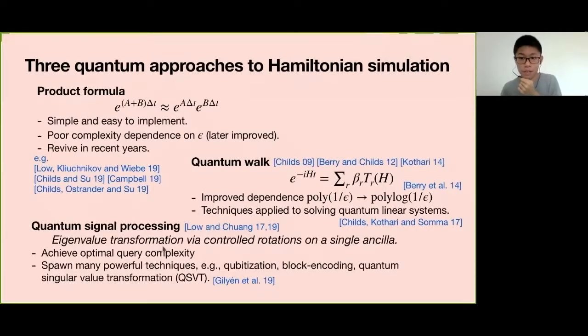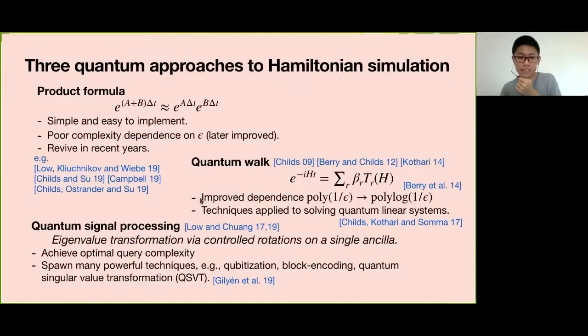The third approach, which might be the most popular today, is based on quantum signal processing. Now, it basically uses the idea of transforming the eigenvalues of a unitary via controlled rotations on an ancilla, called the signal, that is coupled to the original system. And this approach has achieved optimal query complexity now. It has also spawned many powerful techniques that are considered kind of standard now in Hamiltonian simulation, including qubitization, block encoding, and quantum singular value transformation.